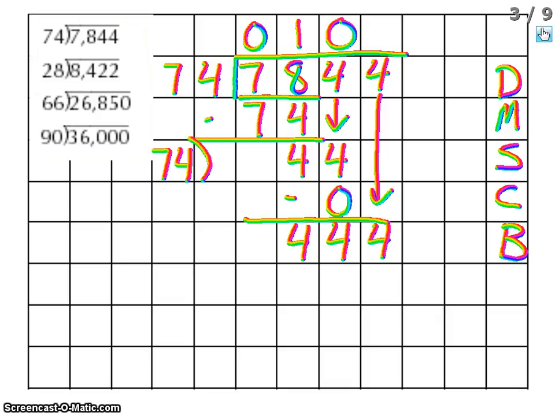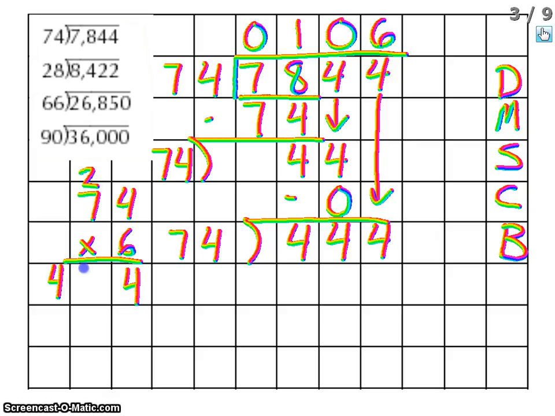Now we're going to take a look at 74 going into 444. We're going to try the number 6. 6 times 74, we're going to multiply that off to the side. 74 times 6: 6 times 4 is 24, carry the 2. 6 times 7 is 42, plus 2 is 44. So we have 444. You can see that is equal to that, so it went in there evenly. So 444 minus 444 is 0. And that is the end of my problem because I do not have any other numbers to bring down. So 7,844 divided by 74 is 106 with a remainder of 0.